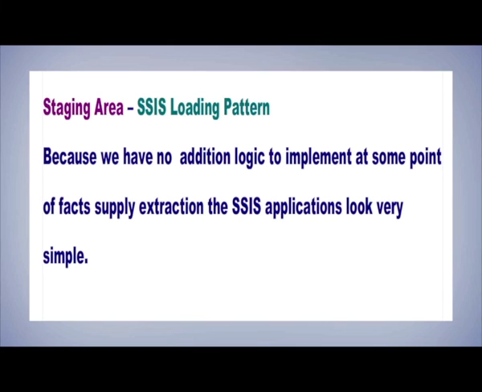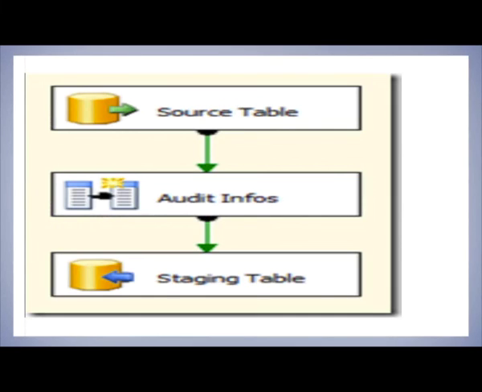The staging area will follow an SSIS loading pattern because we have no additional logic to implement during data source extraction. The SSIS package looks very simple. This picture gives a brief overview of the steps in the SSIS flow. We use a source system adapter, the one that suits best for the specific source system connectivity. In this case, an OLEDB source. Extract the data and some audit data like create date or load ID inside a derived column task and store the data in our staging table. This looks very easy, doesn't it? And exactly this was the intention for staging area data loads.